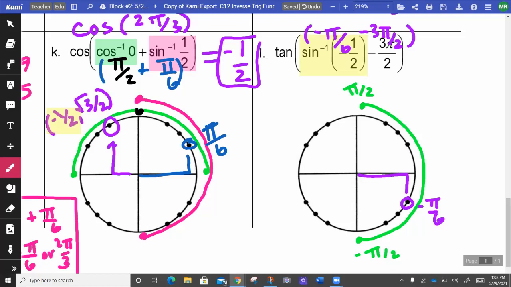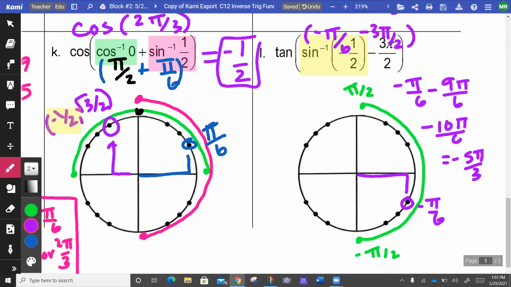And so let me just write that here. So a -pi6 minus 3 pi halves. And if I try to get that into 6, I'm going to multiply top and bottom by 3. So it's going to be a -9 pi 6, which is a -10 pi 6, which is a -5 pi thirds. So now I want, and I'll write this in orange so you can see it.